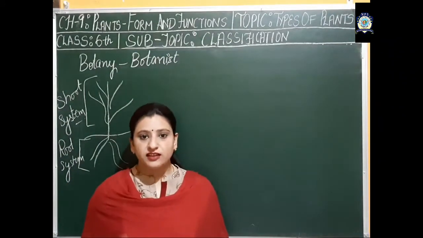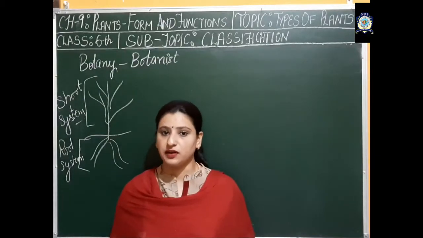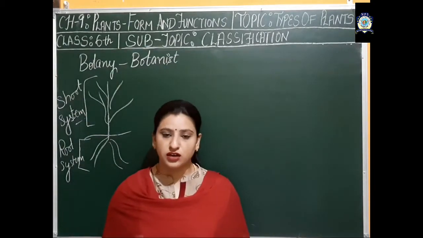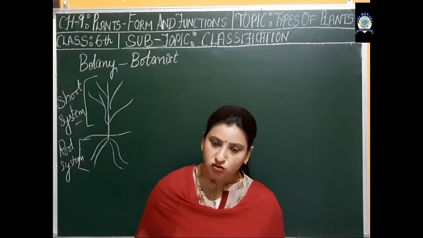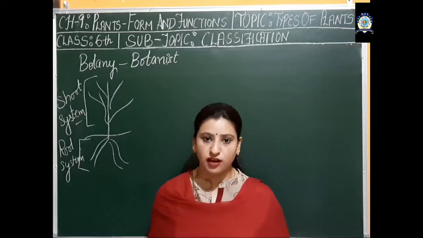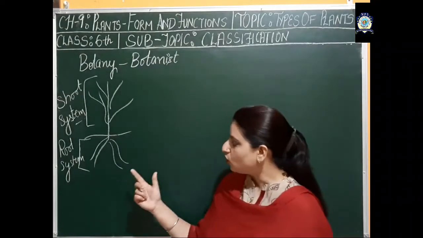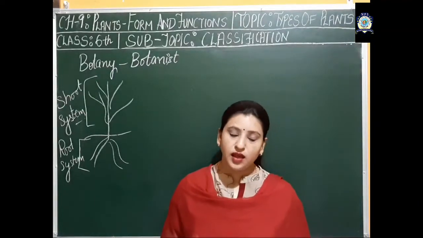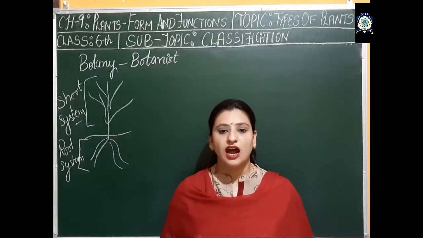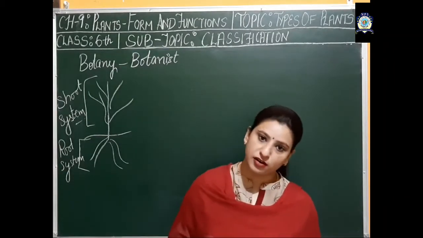Also, if we classify the plants, then two main classifications we will learn about. The first classification is of the flowering plants, because plants may be flowering or non-flowering. Both have the same two systems, the root system and the shoot system. But some plants give us flowers, they are called flowering plants, and some plants which do not possess flowers are called non-flowering plants.